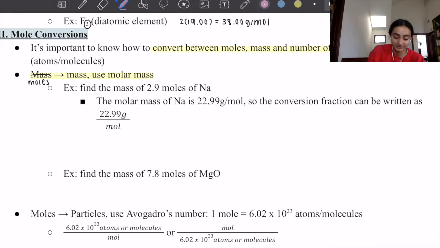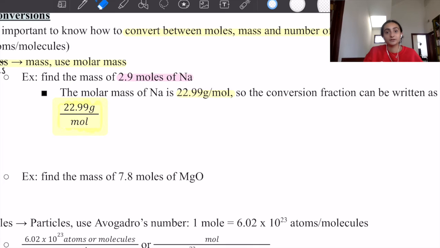Okay, so we have this first example of finding the mass of 2.9 moles of sodium. And we know the molar mass of sodium is 22.99 grams per mole, which we found on the periodic table. Now, 22.99 grams per mole is a fraction. It's 22.99 grams in each mole. So we can rewrite this as a conversion fraction like this. And that is going to be helpful when converting between moles to mass.